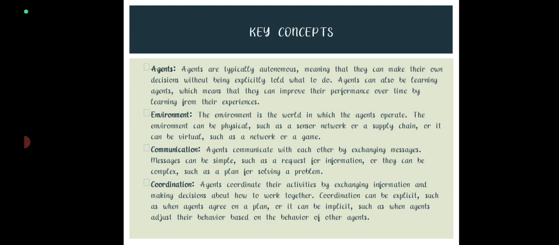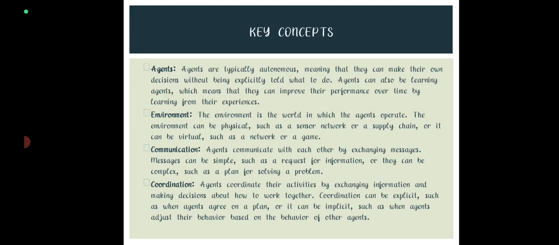The second one is environment. The environment is the world in which the agents operate. The environment can be physical, such as a sensor network or a supply chain, or it can be virtual, such as a network or a game. Communication. Agents communicate with each other by exchanging messages.